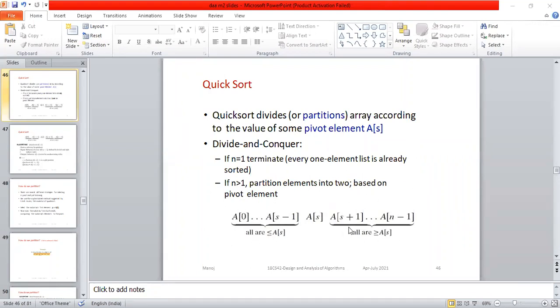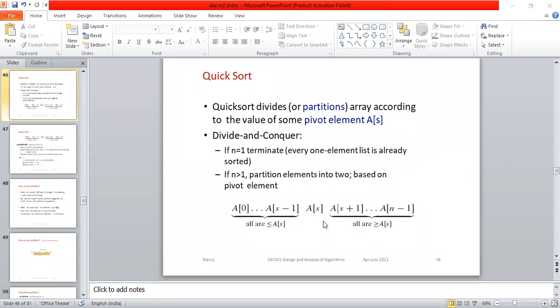Similarly, for the right end, all the elements should be greater than A of S. What is A of S? A of S is 10. So if A of S is 10, all the elements should be greater than 10, like 20, 15 or 11. You can take any value, but they may or may not be in sorted order. Whatever elements you have should be greater than the pivot element. What is the pivot element here? A of S is the pivot element.